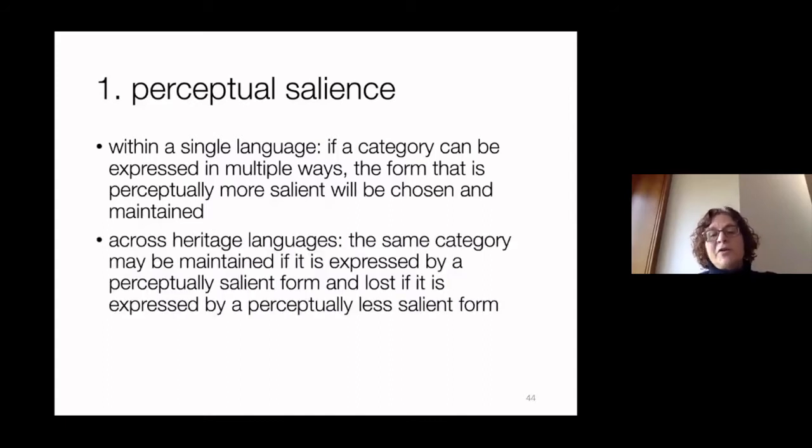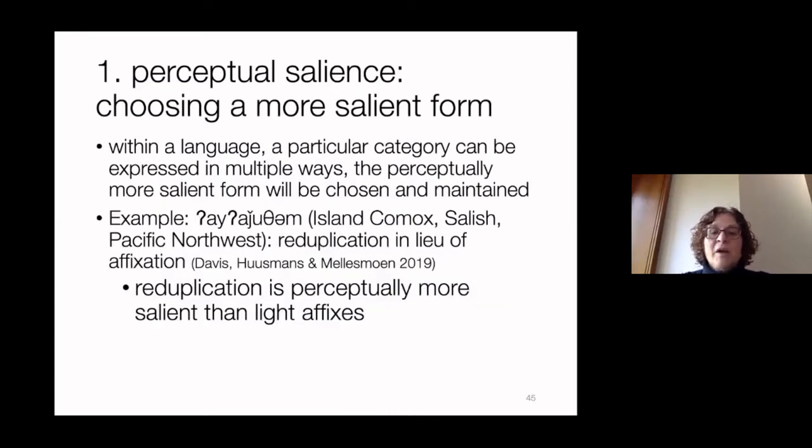If we look across heritage languages at the same category, it could be well maintained in one heritage language if it's expressed by a perceptually salient form, and that same category may be lost if it's expressed by a perceptually less salient form. I'll show you some examples in a moment. Within a single language, as I said, a particular category can be expressed in multiple ways, and then the heritage language chooses the more salient form.